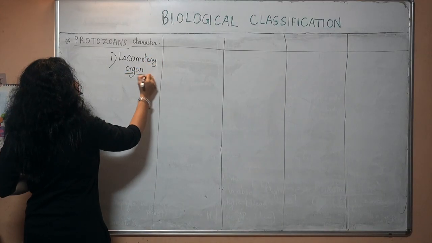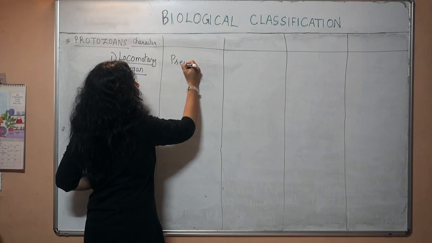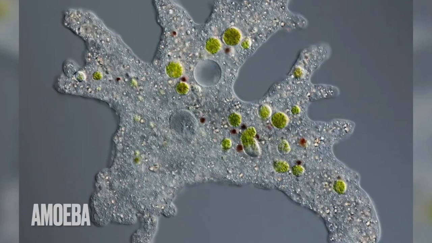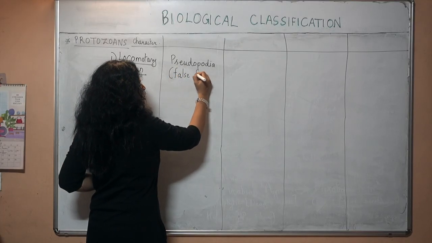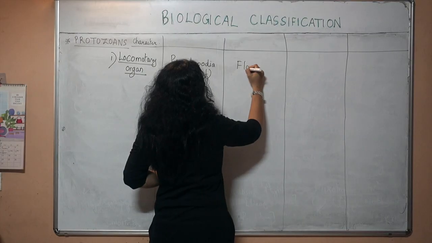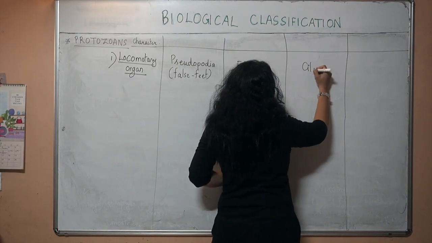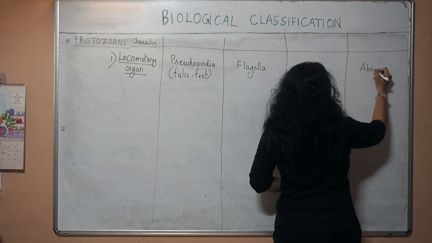The locomotory organ in this first type is pseudopodia, as in amoeba. Pseudopodia, also called as, what are pseudopodia also called as? False feet. In the second one, the locomotory organ is a flagella. In the third one, cilia act as the locomotory organ, and in the fourth type, the locomotory organs are absent.